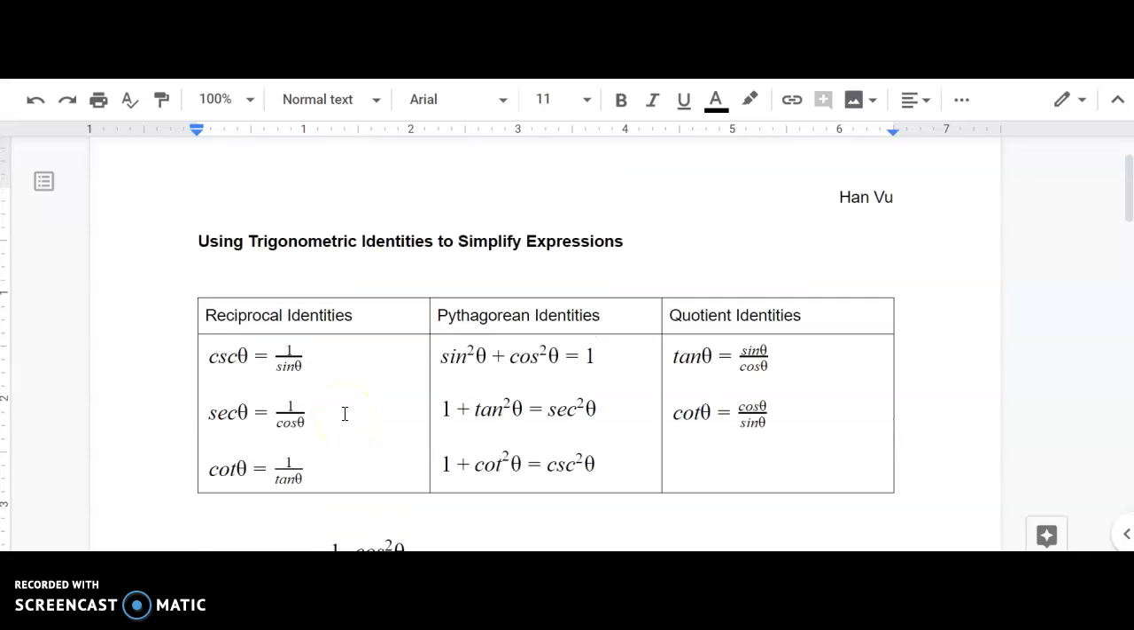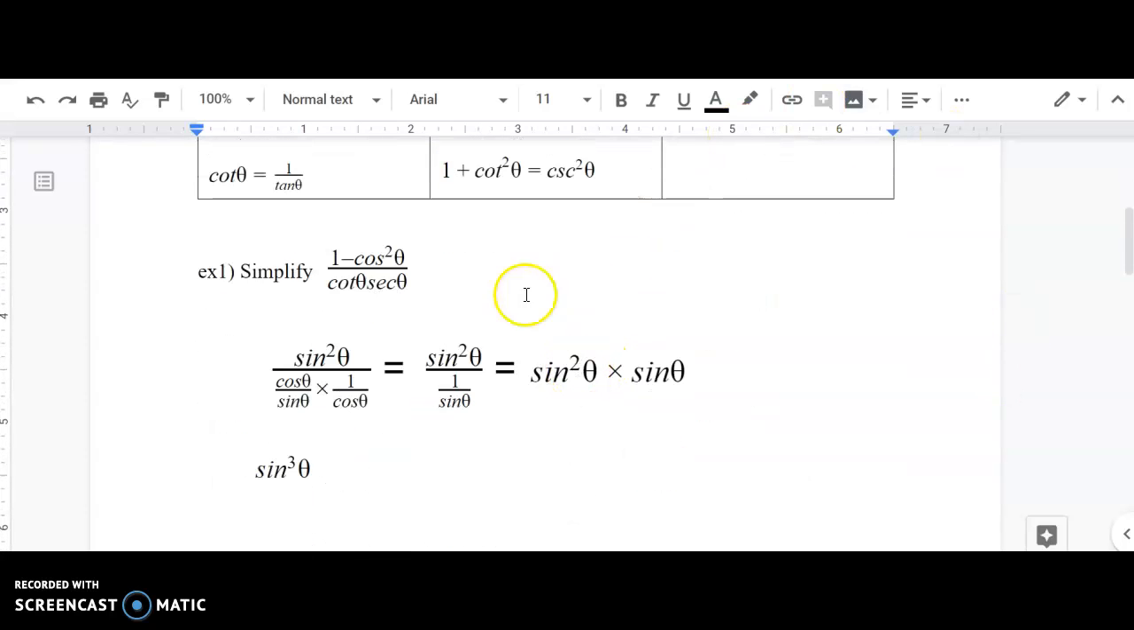So we are going to go over trig identities and using them to simplify expressions. We have three different kinds of trig identities: reciprocal identities, Pythagorean identities, and quotient identities. So let's look at the first example.